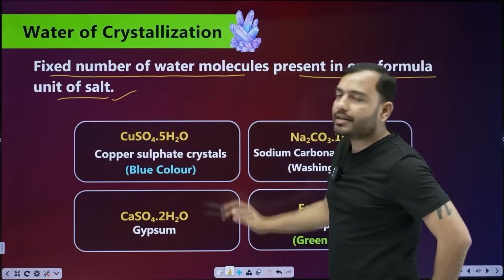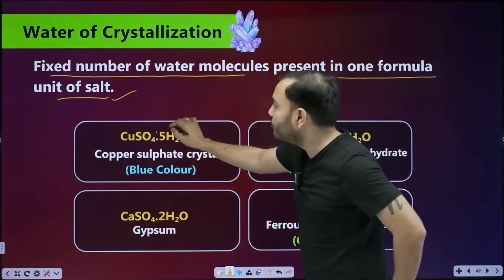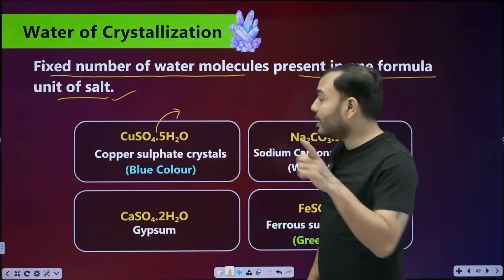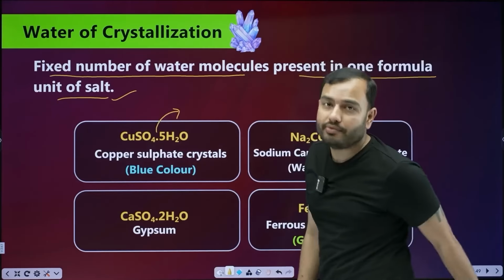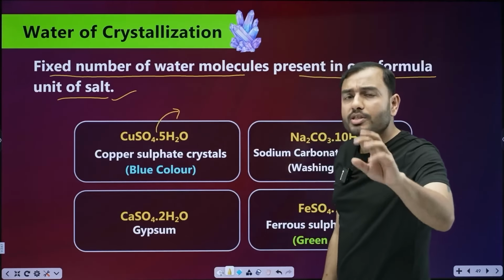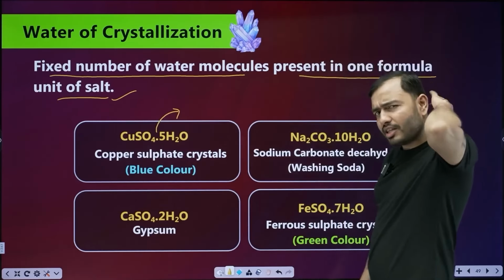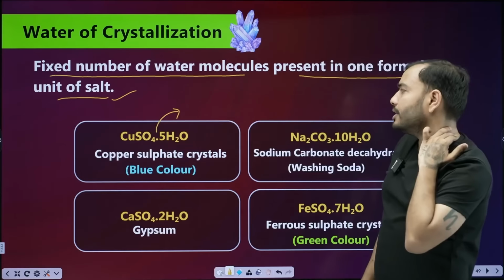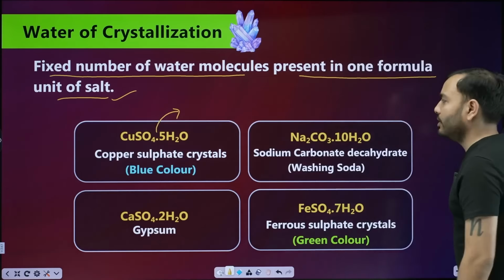Like copper sulfate crystals, CuSO4.5H2O. You should remember the color. Crystals of copper sulfate are blue in color. Very important. You must have seen in the last chapter that copper sulfate is blue in color. Okay, copper sulfate crystal .5H2O.